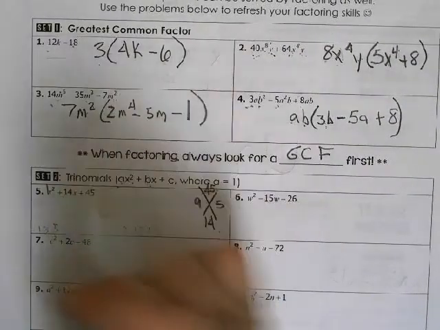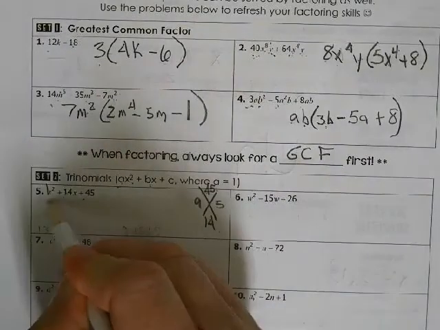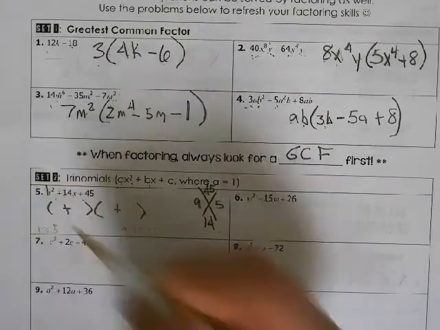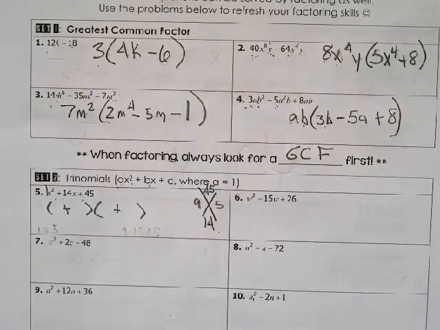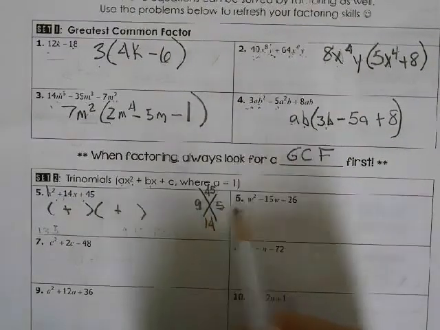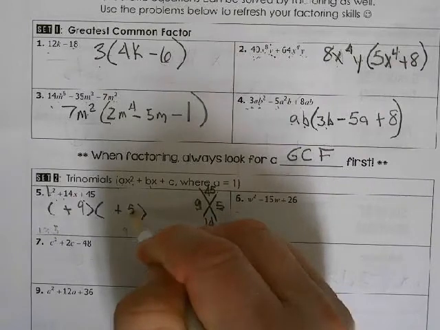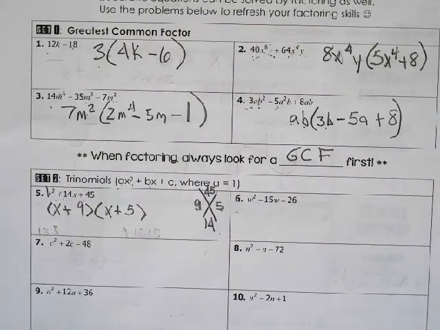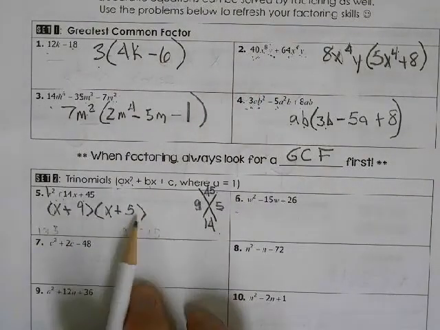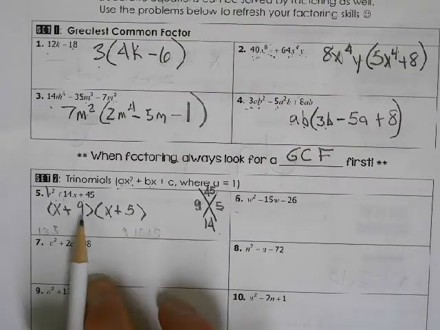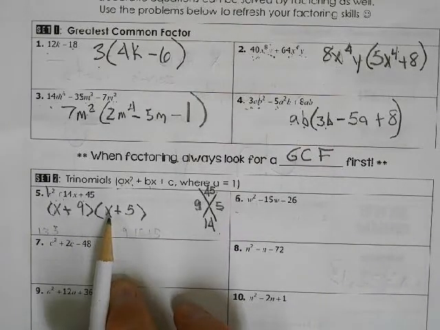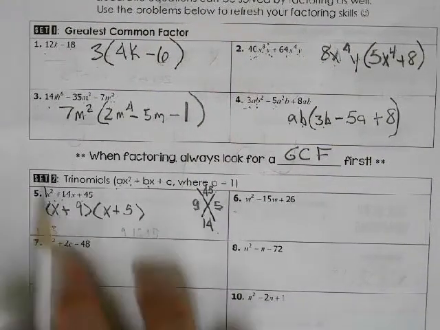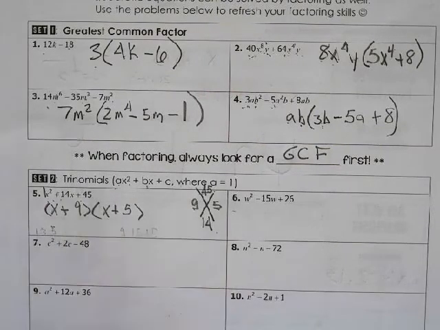So, what are my factors? I have positive and positive. That means that both of my operations here are plus. 9 and 5 were the two factors. And x squared is just going to be x and x. If I wanted to check this, use FOIL. X times 5 is 5x. 9 times x is 9x. So 9x and 5x does in fact equal 14x. X times x is x squared. 9 times 5 is 45.